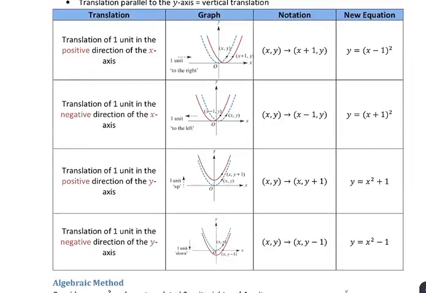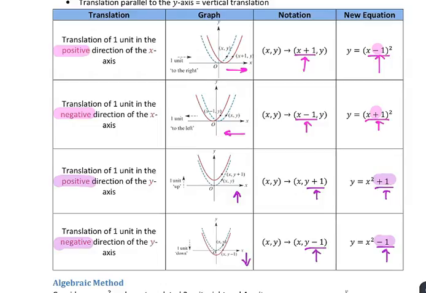So the first one is a positive shift in the x-axis, which means that we're going across in the positive direction in the x-axis. Our coordinate point is a plus, and actually when we substitute and rearrange, that turns out to be a negative in our equation, so x minus 1. If we go for a negative shift in the x-axis, we're moving to the left, and again we change that sign and we get a positive 1. A vertical shift in the positive direction is moving up, and we just tack on a plus 1 on the end. Negative moving down, minus 1.